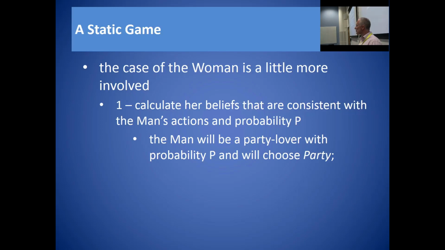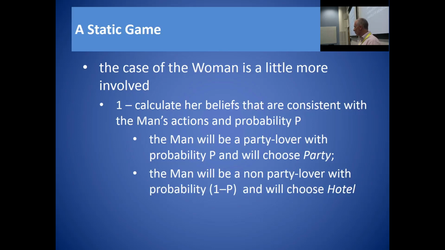So, how have we said that? Well, we've said that the man will be a party lover with a probability P. And if he's a party lover, he'll always choose to go to the party. So that's the first thing we can say about the woman's beliefs: that with a probability P, she knows that the man will choose to go to the party. Those fit together.